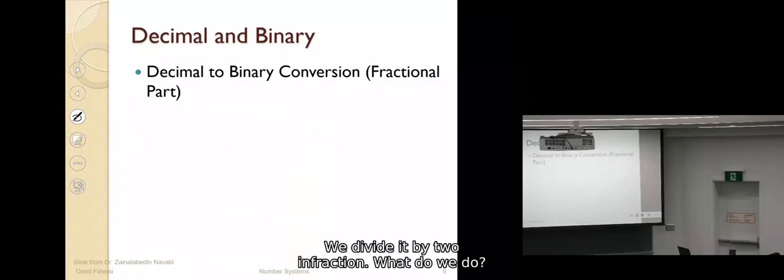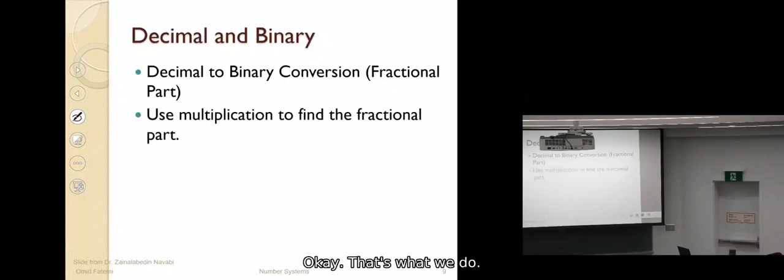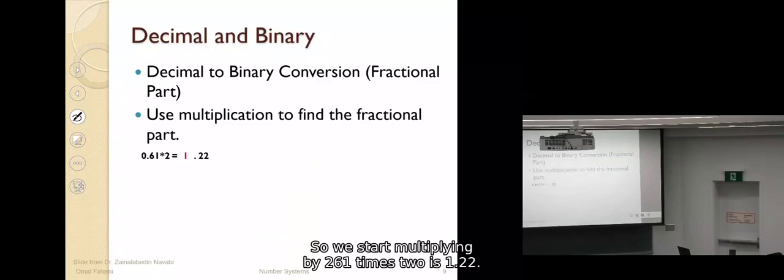In the fraction part, what do we do? In the integer part, we divide it by 2. In fraction, what do we do? What do you guess? Multiply by 2. Okay, that's what we do. So 0.61 was the fraction part. So we start multiplying by 2. 0.61 times 2 is 1.22. Okay, so remember this one.